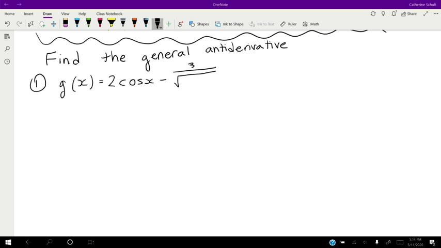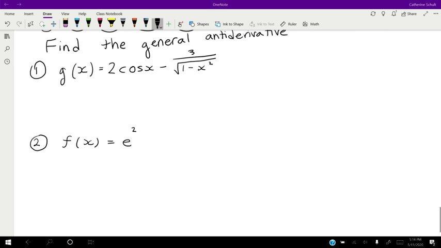All right, so g of x equals 2 cosine x minus 3 divided by the square root of 1 minus x squared. So find the antiderivative. F of x equals e squared. And then the third one, h of x equals the cubed root of x squared plus x square root of x. All right, so let's see how you do on that. So push pause and then come on back.